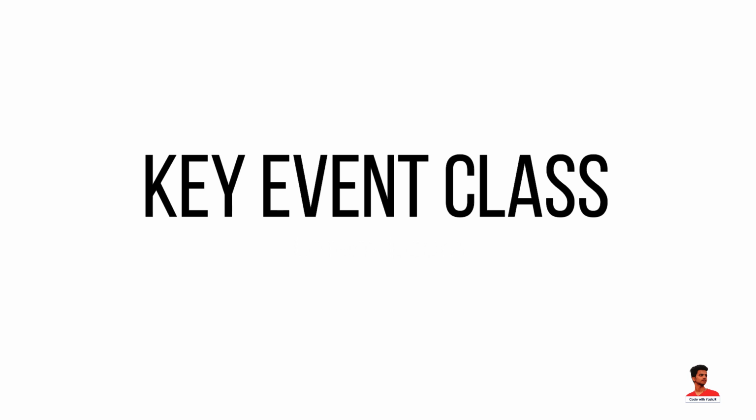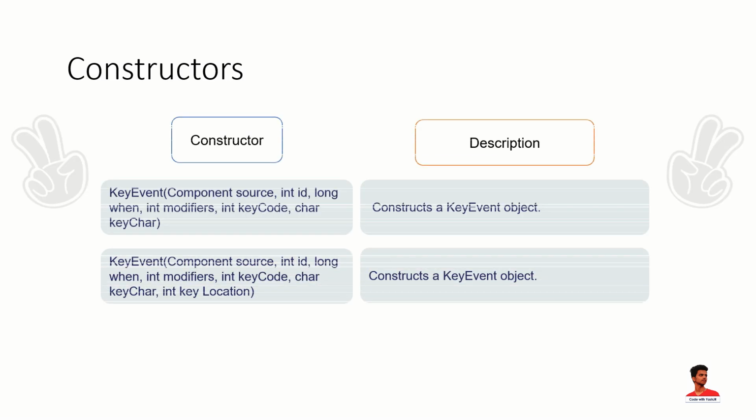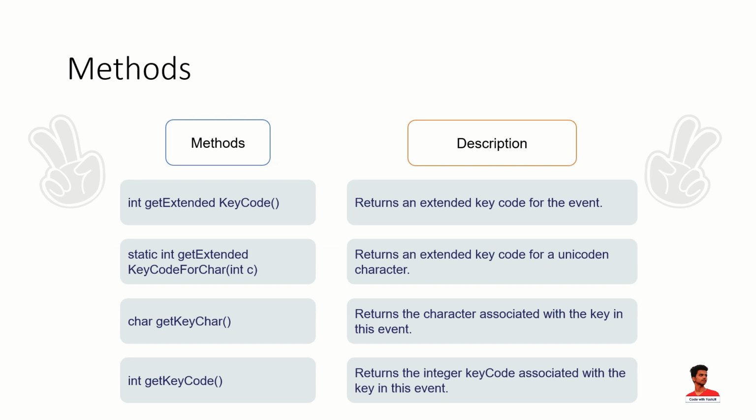Key adapter objects implements the keyListener interface. Each such listener object gets this key event when this event is fired. These are the constructors of key event class. These are the methods of key event class.